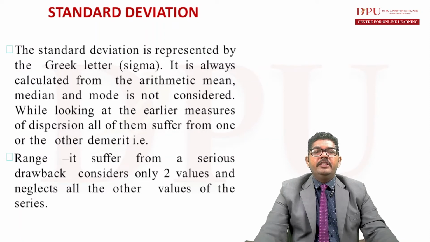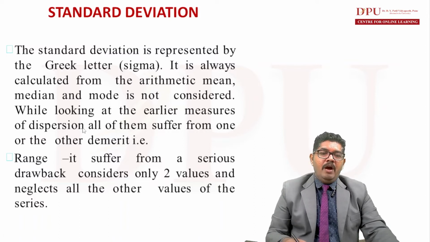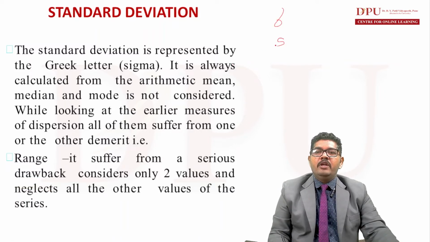Standard deviation is represented by the Greek letter sigma. So standard deviation of population is denoted by sigma, and that of sample is denoted by s. It is always calculated from the arithmetic mean. So the calculation of standard deviation is based upon the calculation of arithmetic mean. Median and mode are not considered.